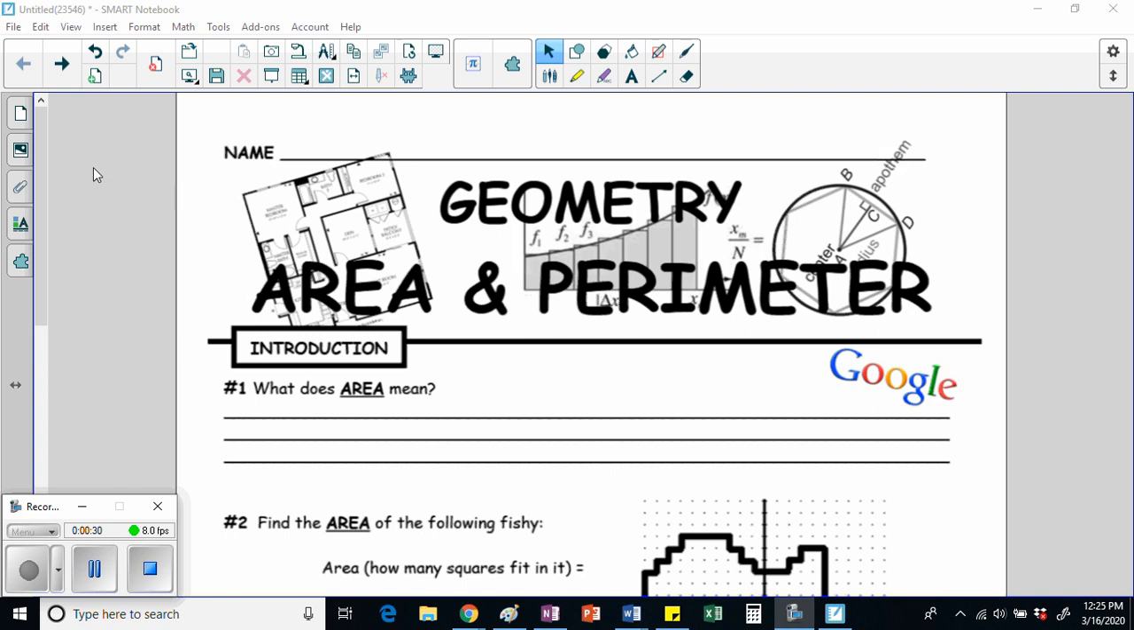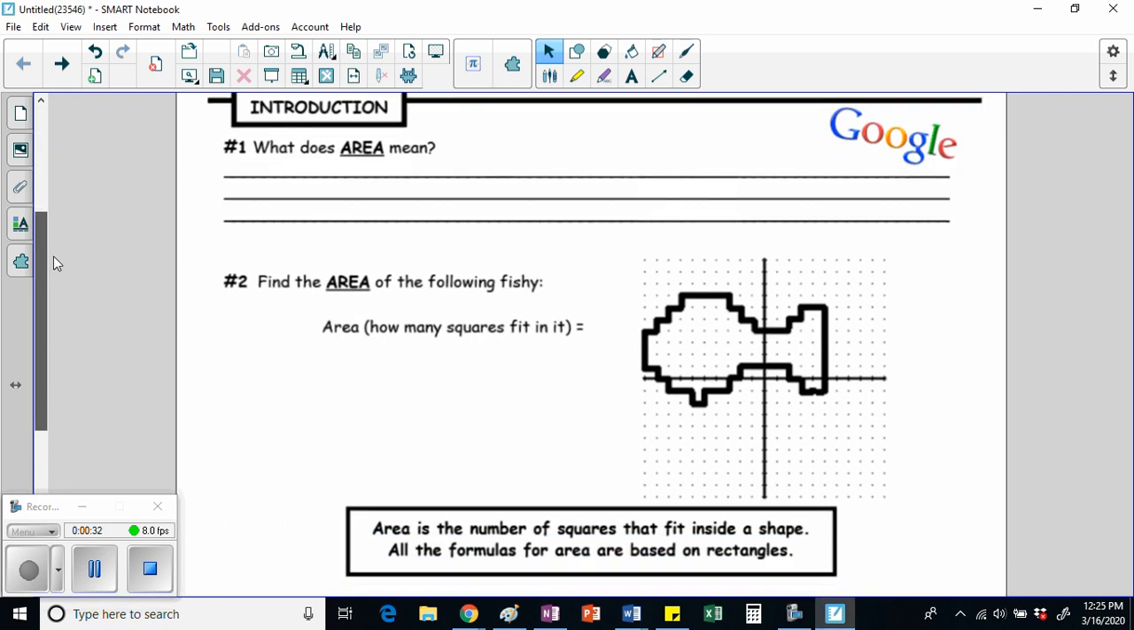And what we're doing in this note packet is trying to calculate area. In fact, the first question asks you, what is area? You can Google it, go with an official Google definition, but it might be easier to look at question number 2 to get your answer for number 1. I want to know what the area of this fish is.